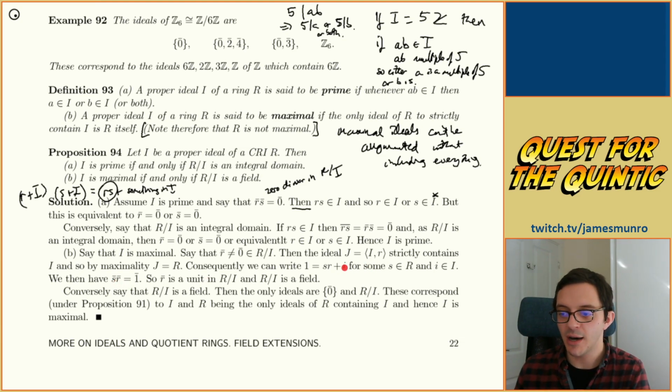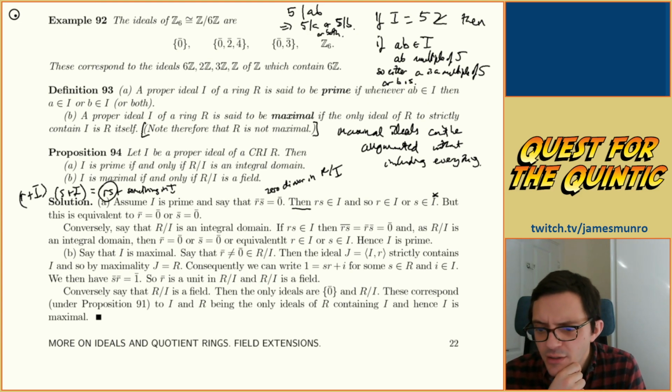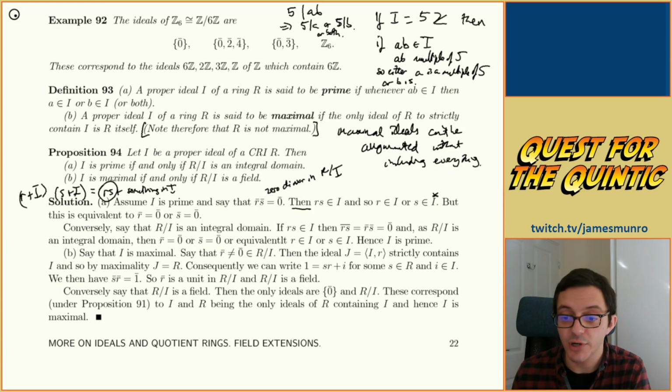We're done up to an element of I. We've made the identity in the quotient group. So the element is a unit in R quotient I, and that was general, so it's a field. Conversely, suppose it's a field. Oh, it's an if and only if, so we've got to go both ways.